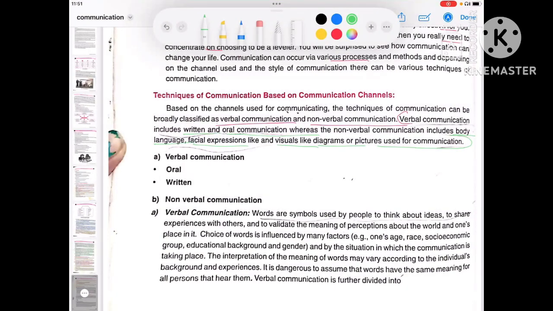If the person is not able to speak, what will they do? They will show some signs or facial expressions, right? They will show pictures, and they will write and show. All those things come under non-verbal communication. Here you can look at verbal communication. There are two things: oral and written, and then the non-verbal communication. So let's see one by one.